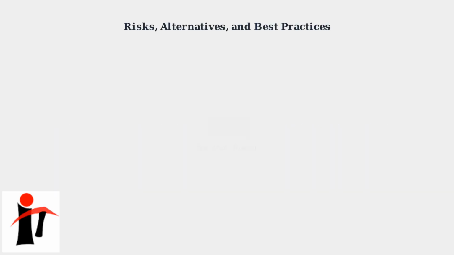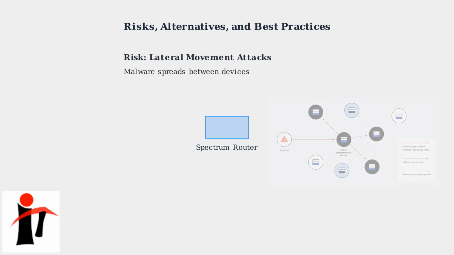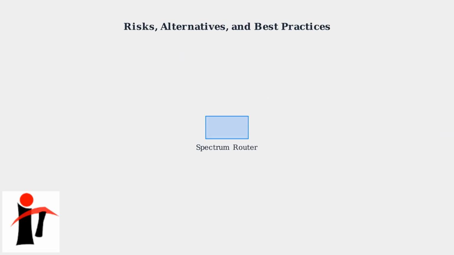When considering disabling AP isolation on your Spectrum router, it's important to understand the risks, explore alternatives, and follow best practices to keep your network secure. Disabling AP isolation can make your network vulnerable to lateral movement attacks. Malware on one device can spread to others through direct communication, potentially compromising your entire network.